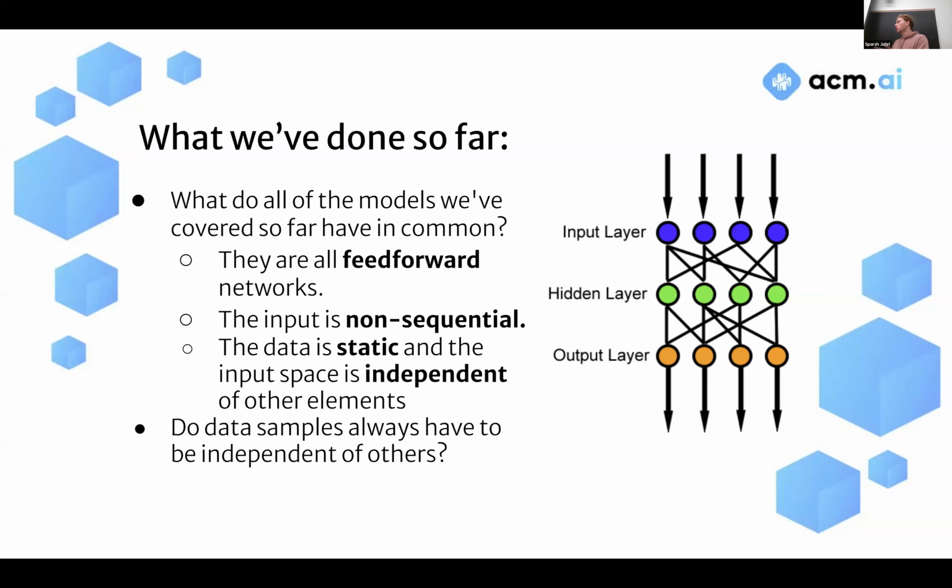It's not like a video, which is an example of something sequential, because a video is divided into many different frames, and the next frame depends on the previous one, and so on and so forth. So a key point we're getting at here is, do data samples always have to be independent of others? And the fact is, sometimes we don't want that.